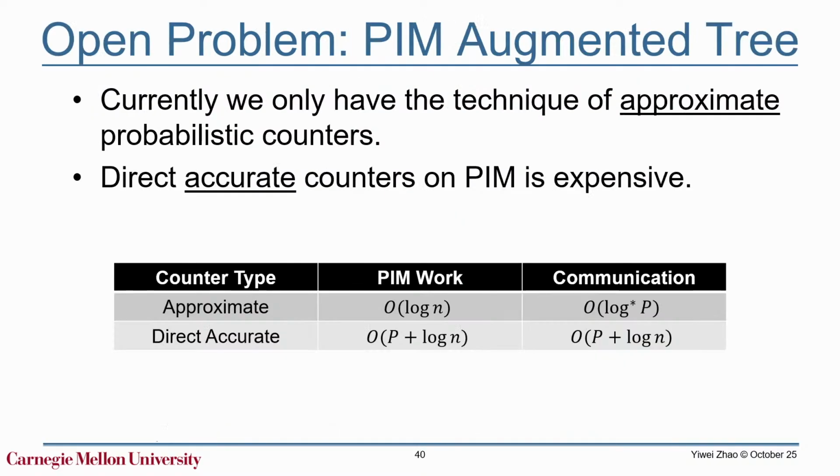In the final part, I will go over a simple open problem of PIM augmented trees. First, currently we only have the technique, as you can see, of these approximate probabilistic counters attached to our PIM tree. Direct accurate counters on PIM are very expensive. As you can see here, we need to propagate all of the P values to the P replications in our design. This is not acceptable in updates.